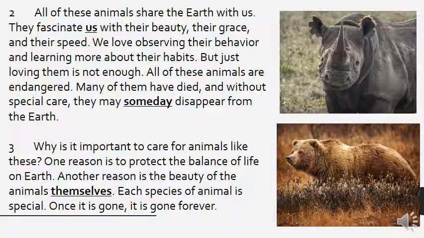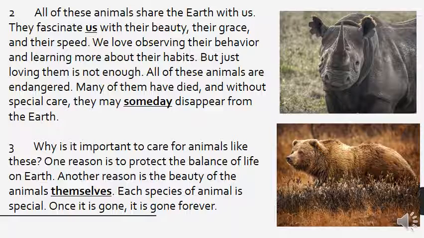Why is it important to care for animals like these? Let's see. Now you might ask yourself, for example, who cares if an animal dies? Who cares if a grizzly bear disappears from Earth? Who cares if the rhinoceros disappears? Who cares if the blue whale disappears? But this has a relation with the food cycle around in the world on Earth.